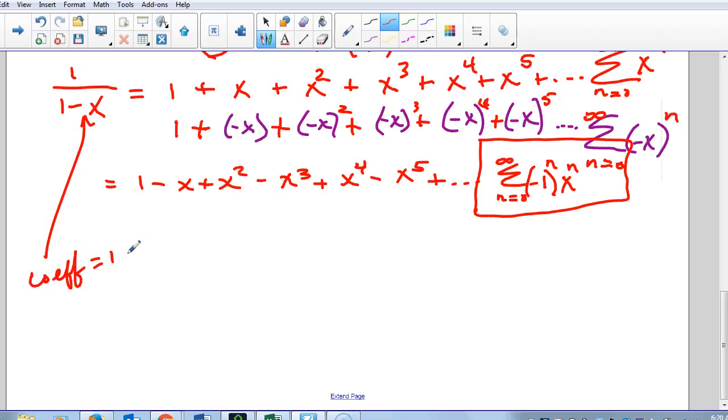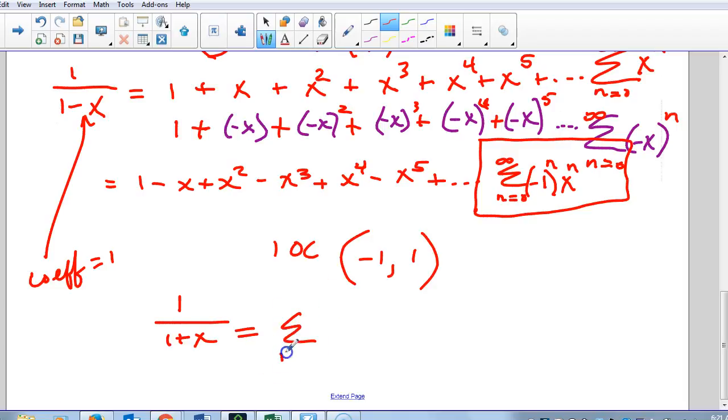And again, you're welcome to prove this. Bust out the endpoints, check them, see whether they converge or not. But my interval of convergence is negative 1 to 1. So you'll always be asked that. And sometimes you're going to have to hunt it down. So I'm saying that 1 over 1 plus x is exactly equal to the infinite series from 0 to infinity of an alternating negative 1 to the n, x to the n. Wow.